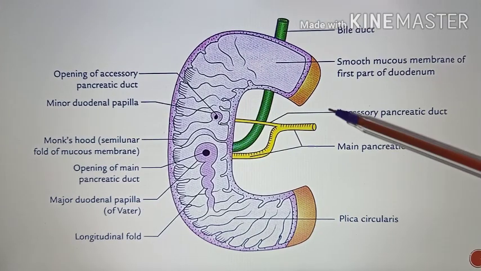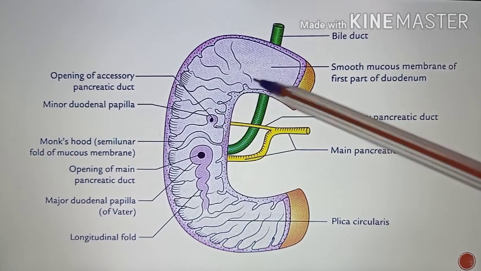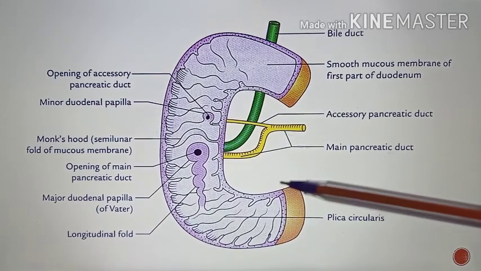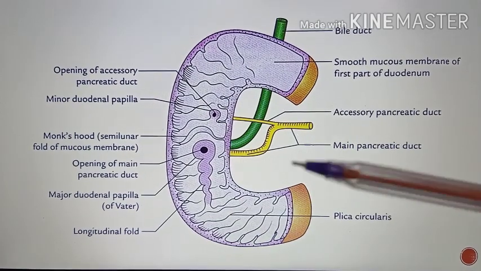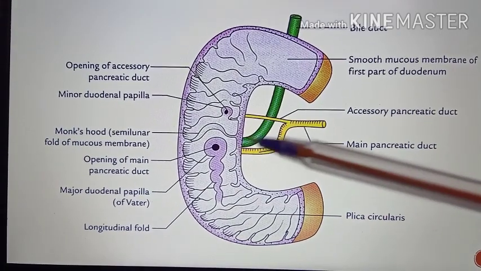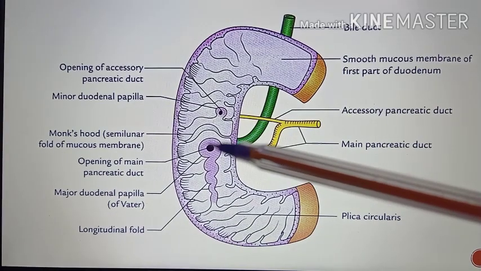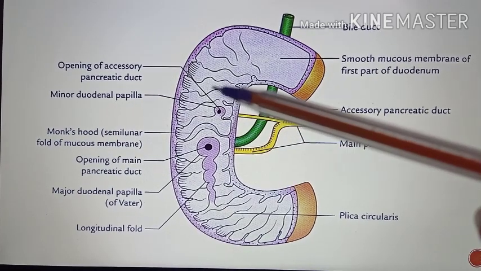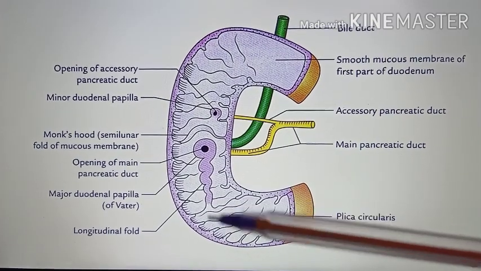Regarding the development of the duodenum, we saw the first part develops from the foregut, and the third and fourth parts develop from the midgut, whereas the second part develops from two sources, the foregut as well as the midgut. The junction of foregut and midgut is immediately below the major duodenal papilla. So this will be the junction. Above this, the second part develops from the foregut. Below this junction, it develops from the midgut.